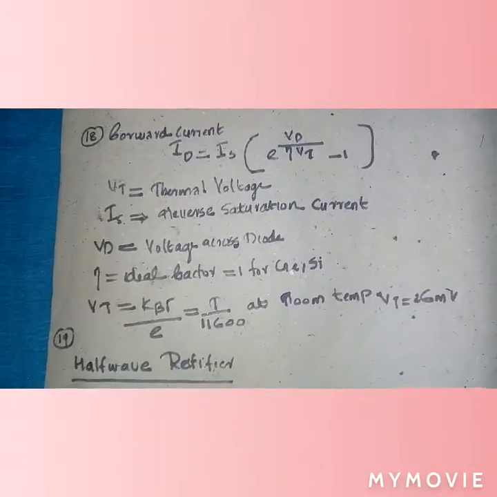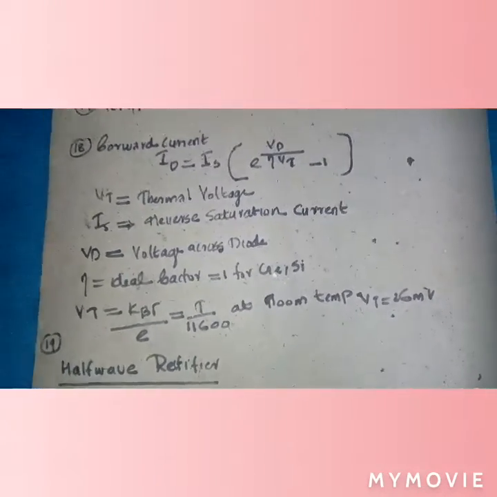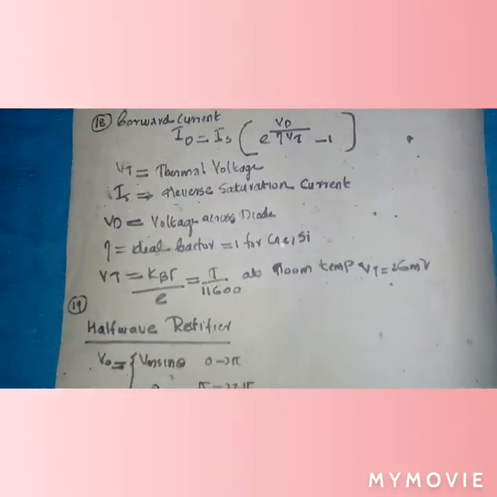Okay, the forward current of a diode, that is ID is equal to IS into e raised to VD by eta VT minus 1.